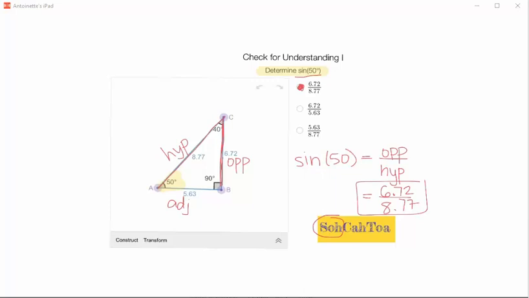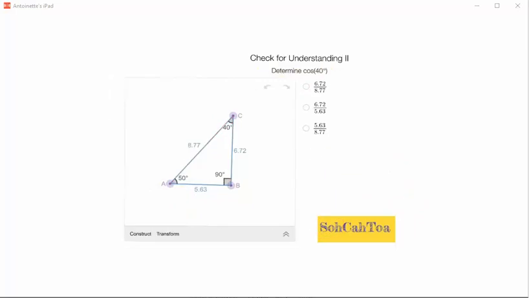Let me give you another example that we can look at. On this example, we're trying to find cosine of 40 degrees. So if we want to find cosine of 40 degrees, that means we're focusing on our angle C up here, which is our 40-degree angle. Now that we have a different reference angle that we're focusing on, the sides will have different vocabulary words. For example, the side opposite from the 40-degree angle now is at the bottom right here. This is my opposite side.